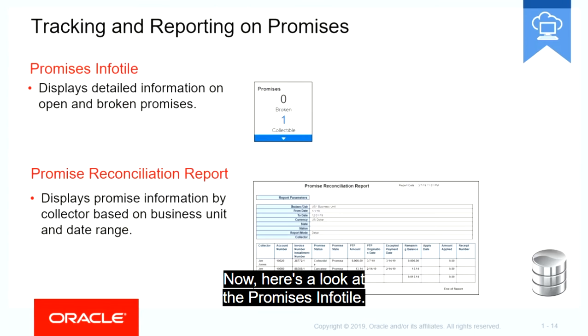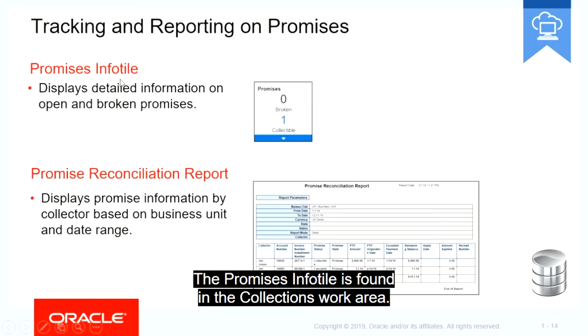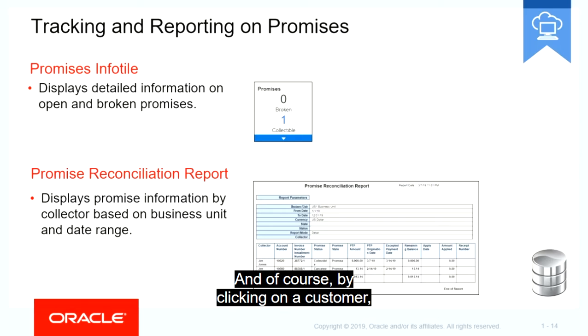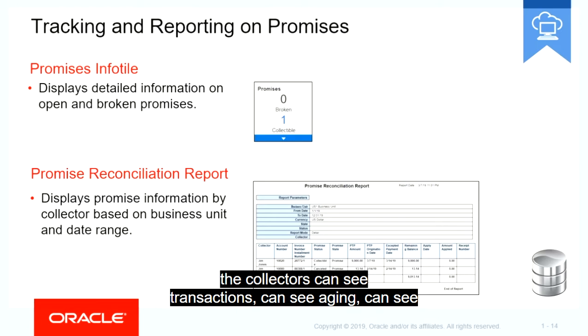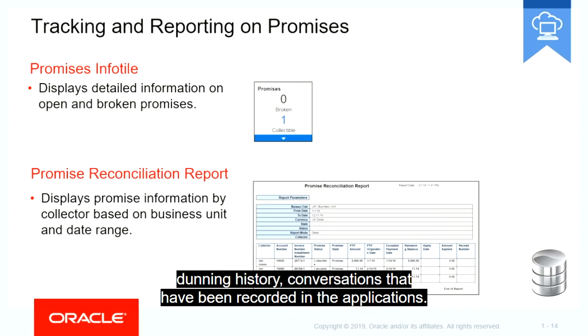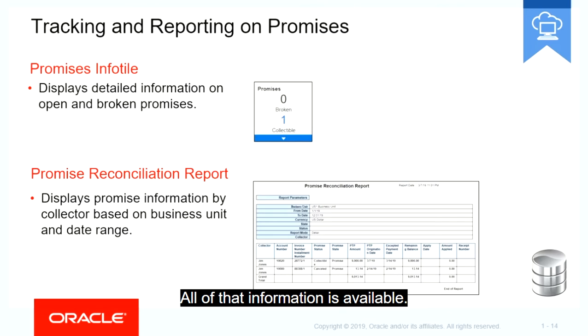Now here's a look at the promises infotile. The promises infotile is found in the collections work area. Okay, that will be where a collector would navigate and view the customers assigned to him or her. List of customers, and of course, by clicking on a customer, the collectors can see transactions, can see aging, can see dunning history, conversations that have been recorded in the applications. We call them notes. All of that information is available.